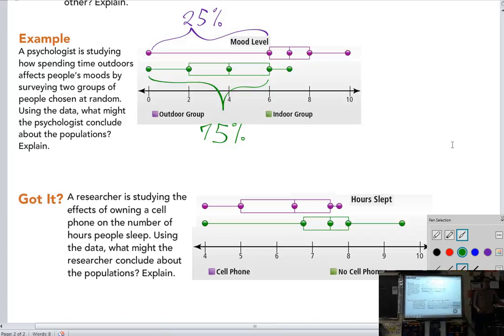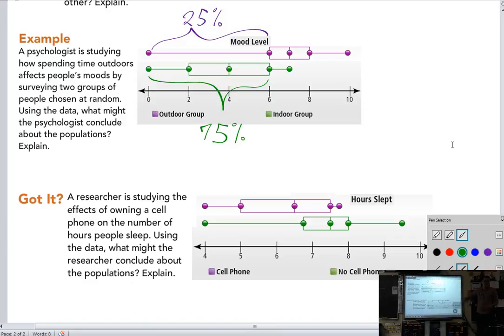So if we want to talk generally about the happiness of our people, what would you say? People outdoors are happier. Based on the data we observe. We're not making statements of fact. We're making statements of observation.